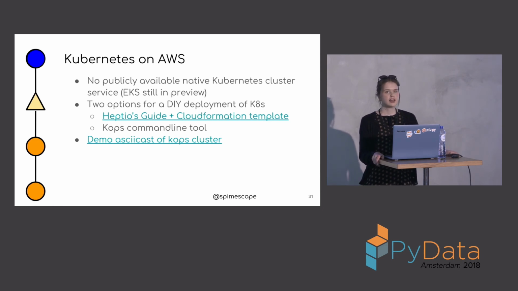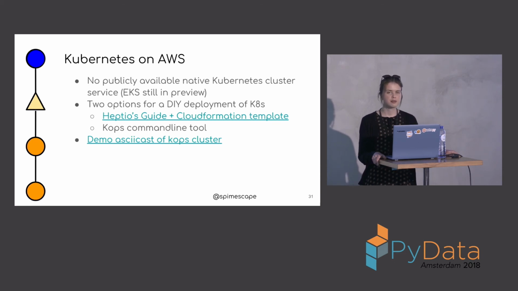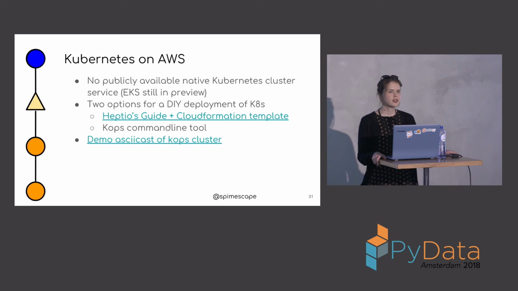So until recently, AWS had no easy way of running a Kubernetes cluster. Instead, you had two options if you were feeling a bit adventurous and wanted to do some do-it-yourself deployment of Kubernetes. You can use a guide produced by a company called Heptio and a CloudFormation template, which is Amazon's way of writing configuration for infrastructure components, or you could use a command line tool called kops, which makes it quite easy to deploy a Kubernetes cluster that you manage yourself on AWS.